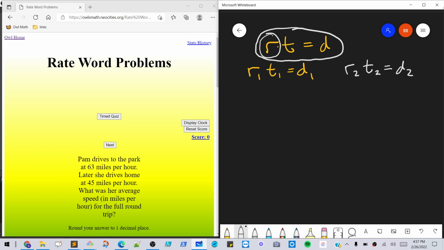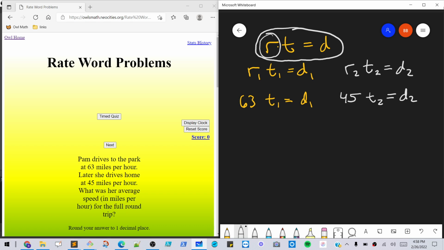So to start with, I try to figure out what I know and plug that in. So we know the drive to the park is 63 miles per hour. So we have a rate of 63 here. Just bring this down. And then over on the right side, on the return trip, we have a rate of 45 miles per hour. And then we have that distance.